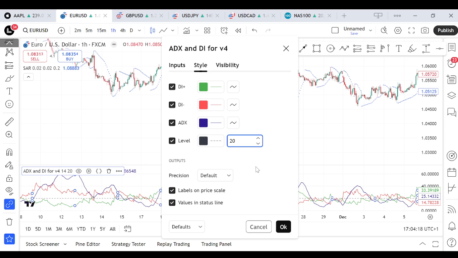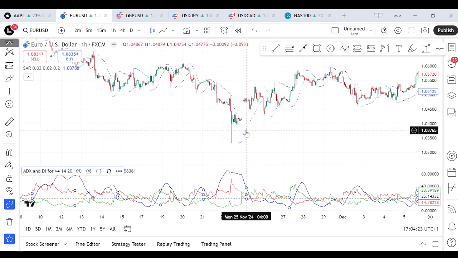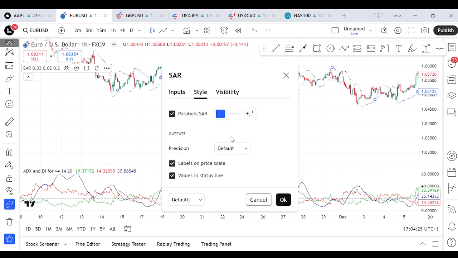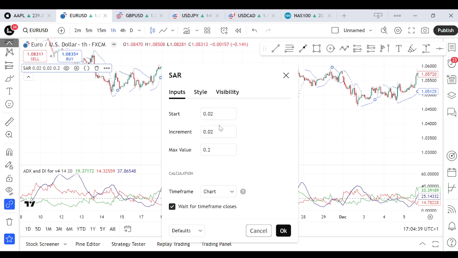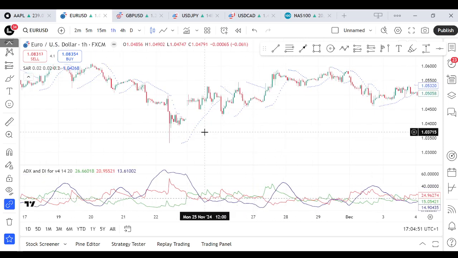And we also have the Parabolic SAR, which is the other indicator in this strategy. The Parabolic SAR is short for stop and reverse, and it helps you identify potential reversals and track the direction of a trend. It appears as dots on your charts below the price during an uptrend and above the price during a downtrend. So this is the Parabolic SAR indicator.